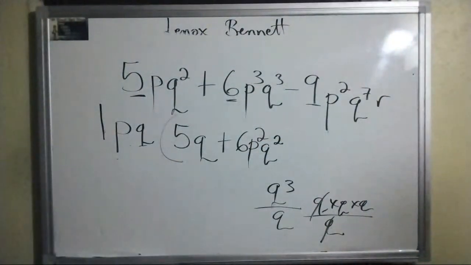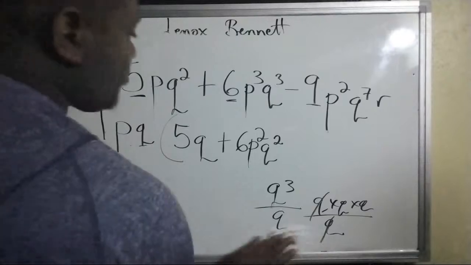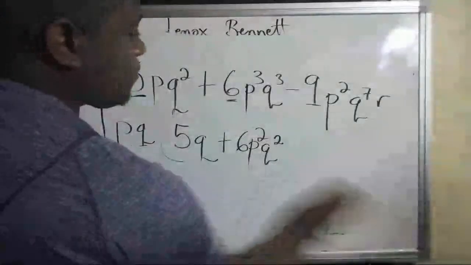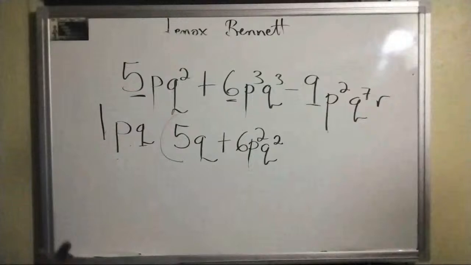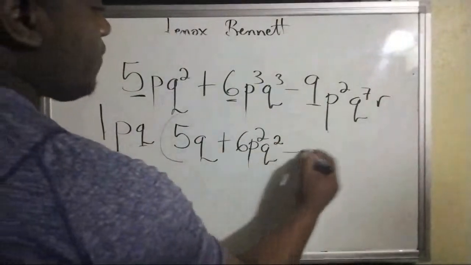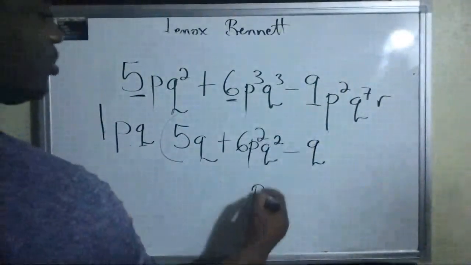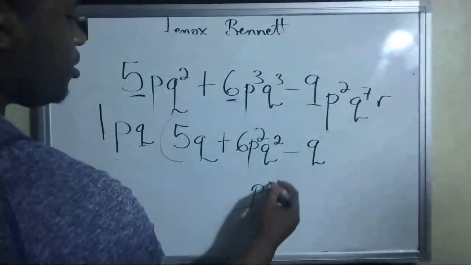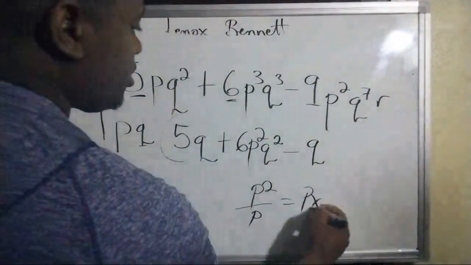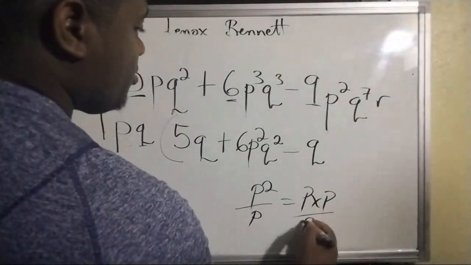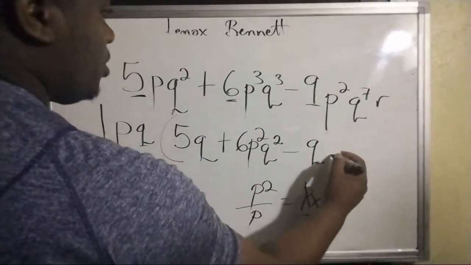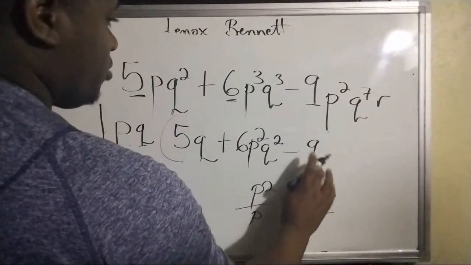Alright, so next we focus on the minus 9 p squared, which is p squared divided by p, the same thing as p times p divided by p. And then now you get 9.